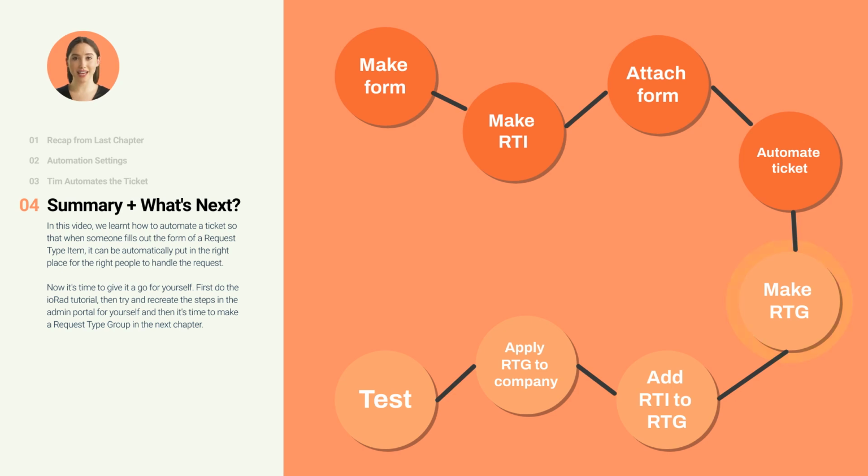After that, it's time to make a request type group in the next chapter. This will be so that you can attach the RTI you made in this course to a request type group and apply it to a company so that it can appear in the service catalog in the client portal of its employees.